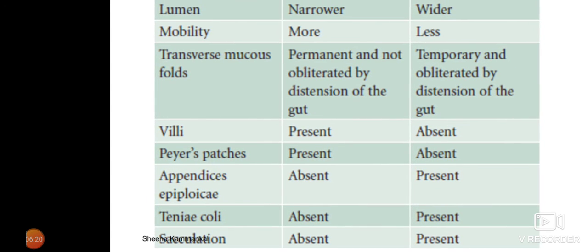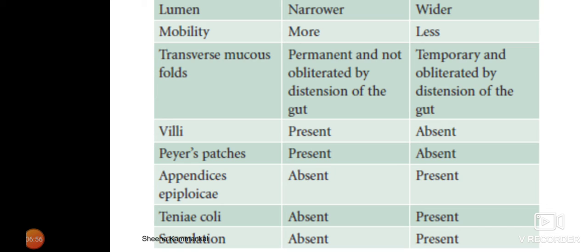Now, in case of villi, villi means finger-like processes. Villi are more needed in the small intestine because villi help with absorption. Villi are present in the small intestine, which is absent in the large intestine. Now, Peyer's patches are nothing but the collection of lymphatic follicles, which is present in the ileum of the small intestine, and not present anywhere else in the gut.